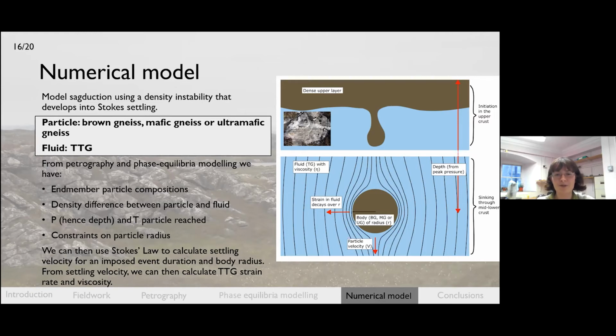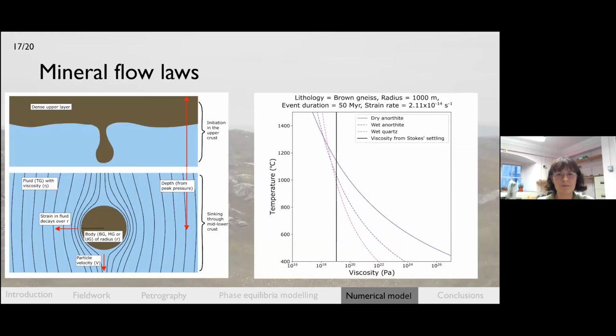We also know the density and mineralogy of the TTG fluid. So in the following model, we're going to vary the particle lithology, going through our 3 lithologies that we've considered, our brown gneiss, our mafic gneiss, and our ultramafic gneiss. We'll also vary the event duration and the particle size to explore sagduction feasibility across parameter space. To start with, I'll just go through one possible scenario of the model.